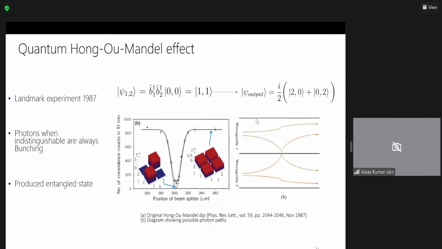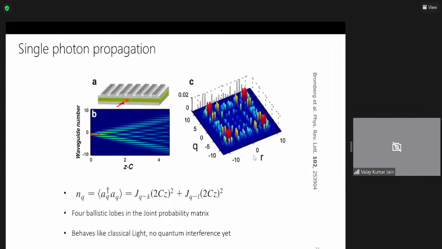And what I want to specify over here is that we have generated a very simple system, two waveguides, two photons, and we've actually generated an entangled state. Both the photons are entangled now. And this is a bunching behavior because both the photons are trying to stick together, in one waveguide or the other waveguide. We will see this behavior when I increase the number of waveguides.